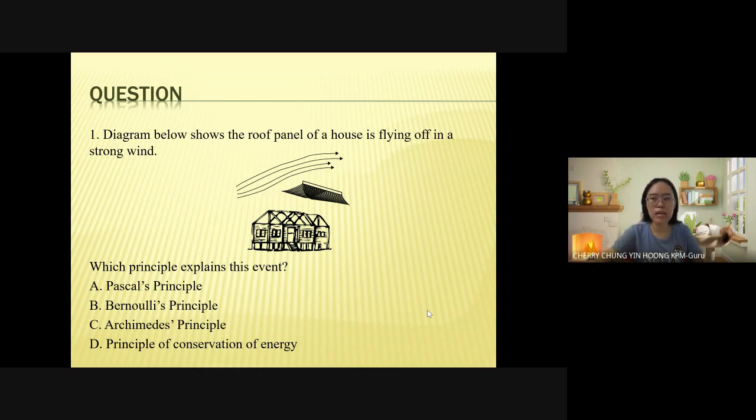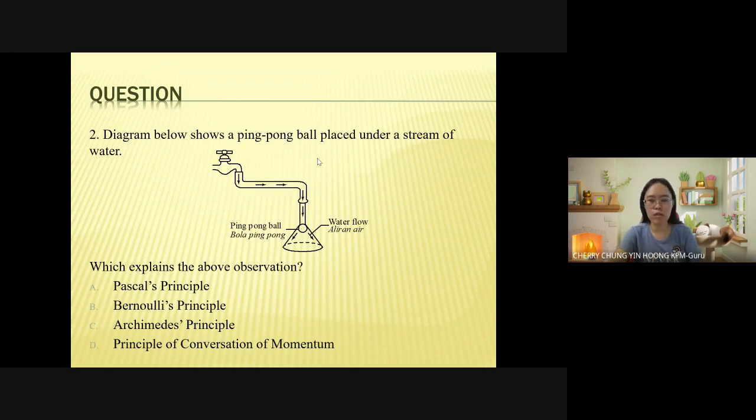OK, because 这个 due to the shape of the roof panel，在这一边上面呢 the air will be flowing at high velocity, creating low pressure. So higher atmospheric pressure will push 那个 roof panel 让它就是飞走。OK, flying off with strong winds. OK, I think 这个也不需要我讲的 answer already. The answer should be Bernoulli's principle.